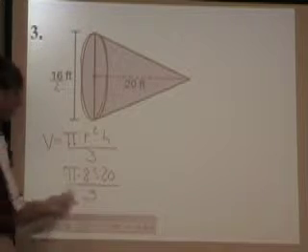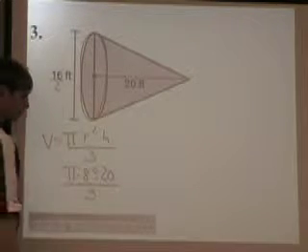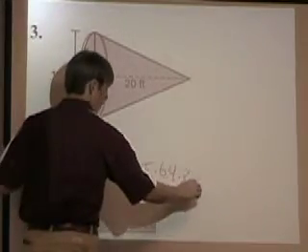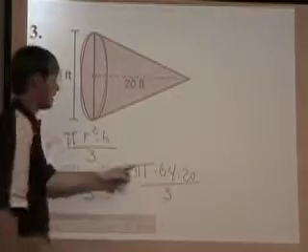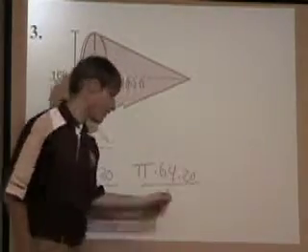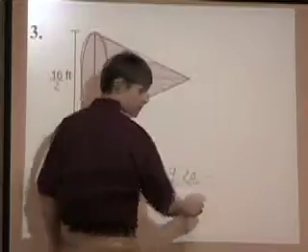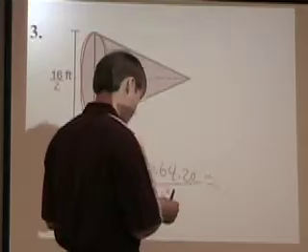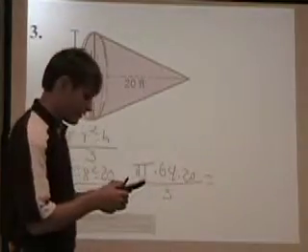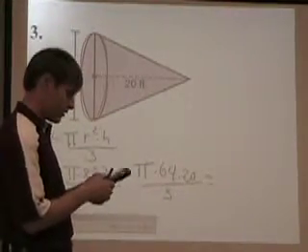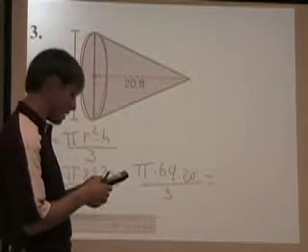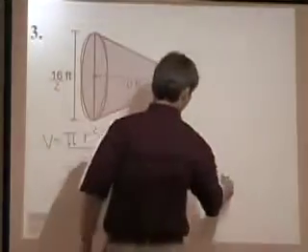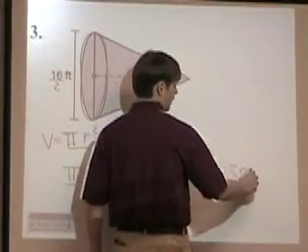So in your calculator, first tell me what 8 squared is. 64. So I've got pi times 64 times 20, and that all divided by 3. So y'all type in pi times 64 times 20 divided by 3. What do you get? 1,339. Well, I did something wrong there. You didn't divide by 3. 1,340.